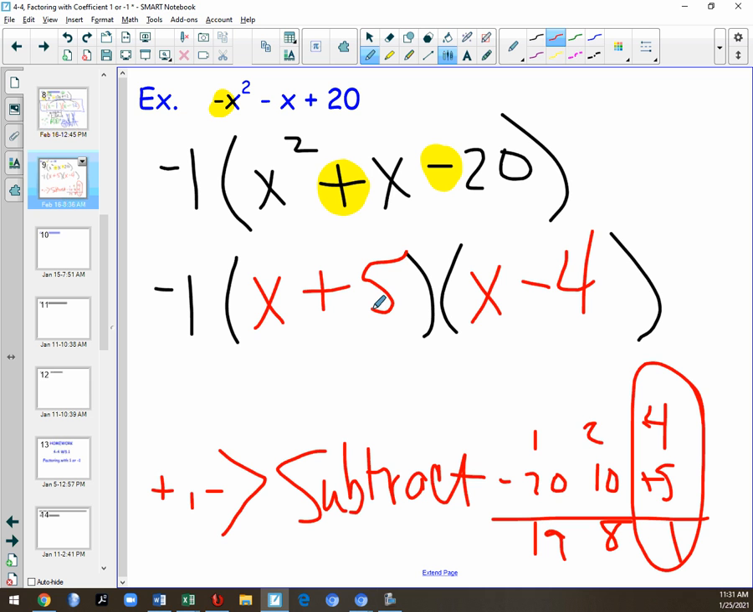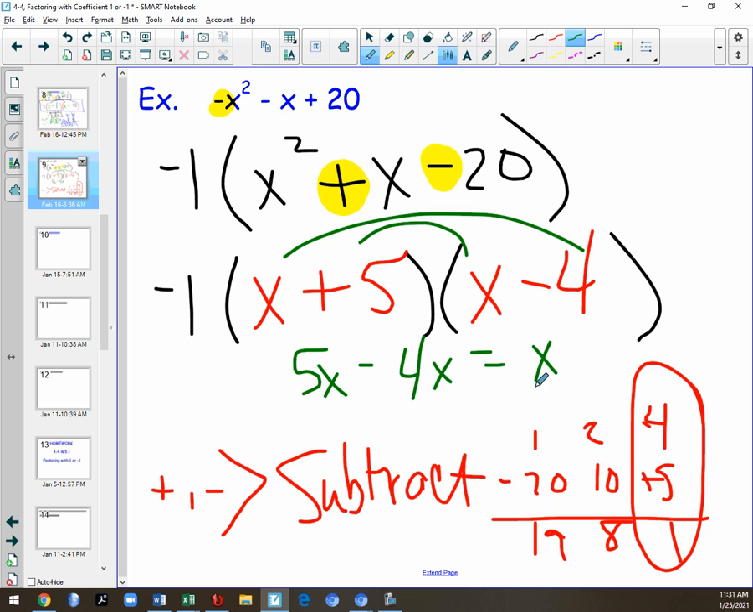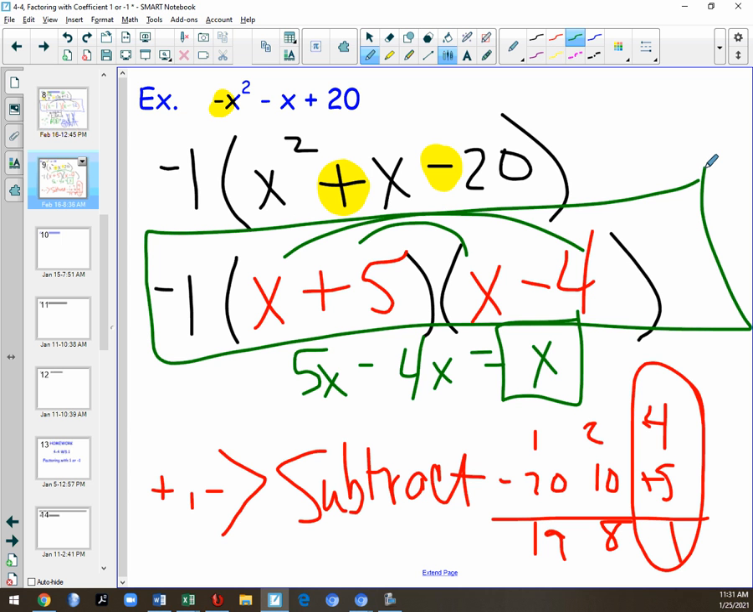So this is what you have. How do I check? Inner's 5x, outer's minus 4x to give me a 1x. And this whole thing, including the GCF of a -1, is what we are going to have as our answer.